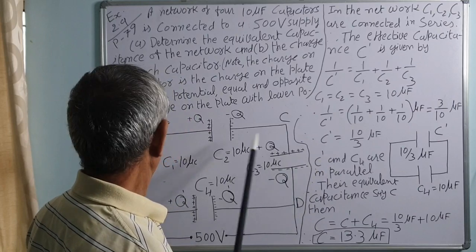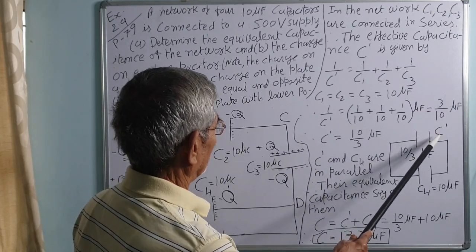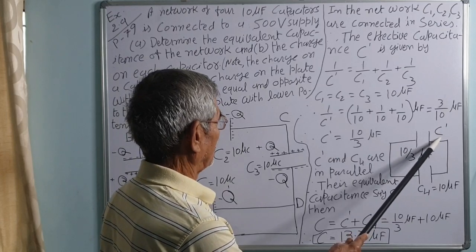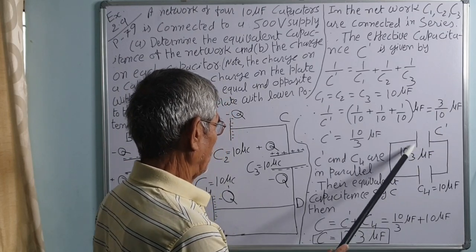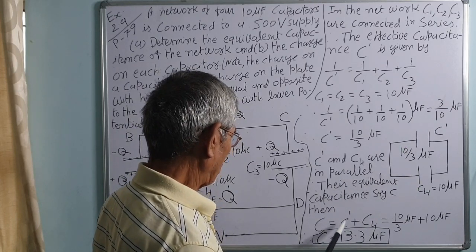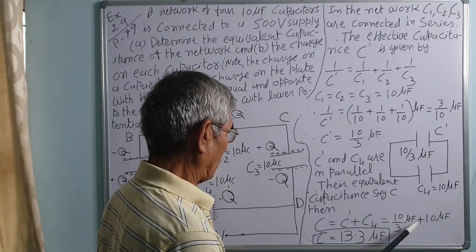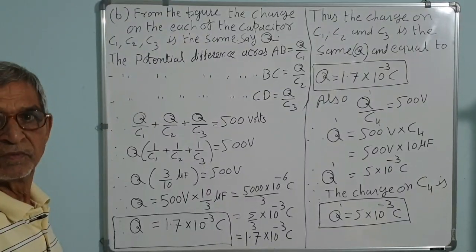Now, reduce the circuit. C dash is the equivalent capacitance of capacitors C1, C2 and C3, which is connected in parallel with C4. So, the equivalent capacitance of this is C equal to C dash plus C4, that is 10 by 3 microfarad plus 10 microfarad, that gives 13.3 microfarad.